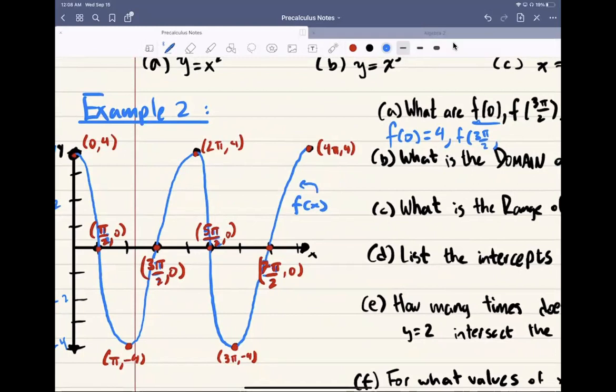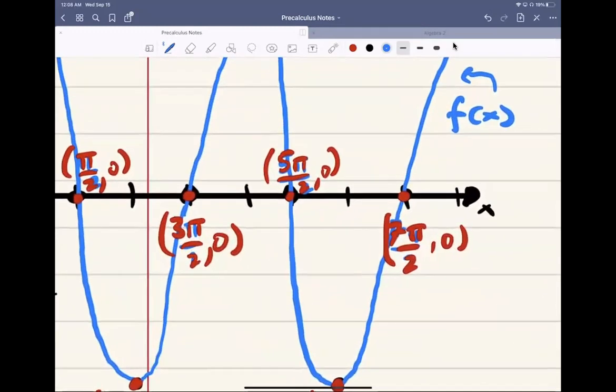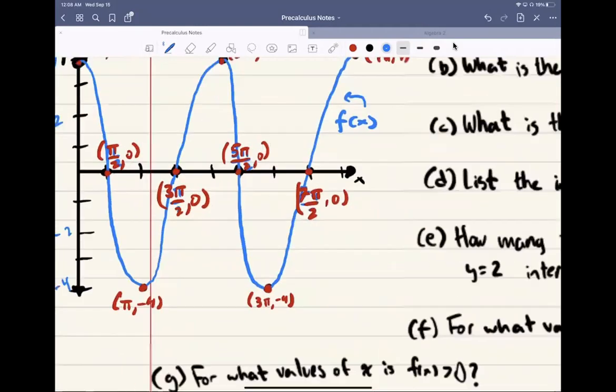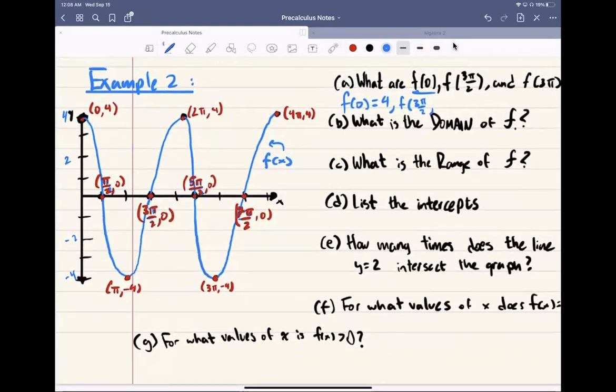That's radians. We'll cover that, I believe, in the next semester. But if you go to 3 pi over 2, this is our x value right here at 3 pi over 2. Our y value is 0 here. So f of 3 pi over 2 is going to be equal to 0.